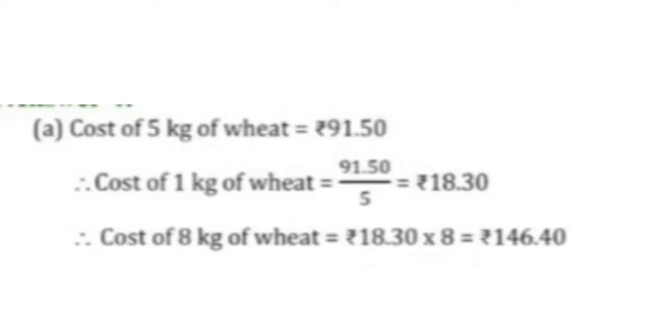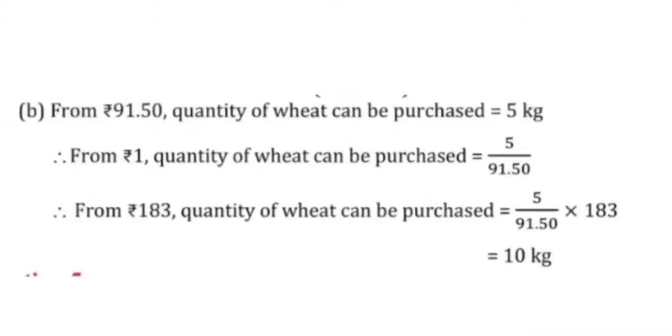And the cost of 8 kg we have to find. So we will multiply by 8, means 18.3 into 8. So it will come rupees 146.40. Now see number B, wheat purchased in rupees 91.50, that is given 5 kg. So wheat purchased in rupees 1, we will divide it, means 5 divided by 91.50. Now wheat purchased in rupees 183, so here we will multiply by 183. So it will come 10 kg.